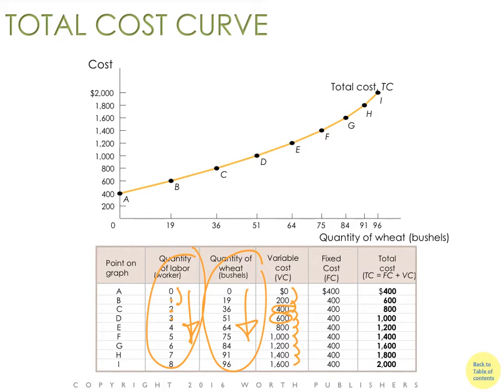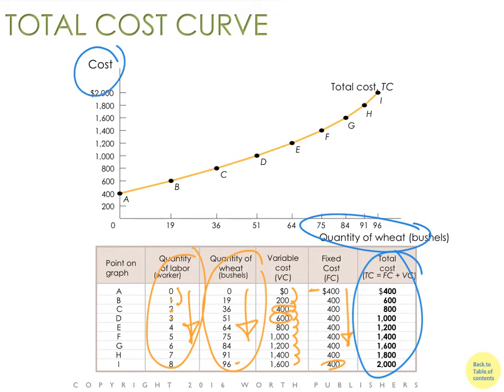And there's also a fixed cost, and this fixed cost for this firm is clearly 400. They spend 400 whether they're producing 0 or whether they're producing 96. So if we add up variable cost and fixed cost, we get this total cost over here. This is economics, so of course we're going to want to graph this. Let's graph quantity of wheat on the horizontal, cost on the vertical, and we just simply plot these points. We notice that total cost increases as output increases.